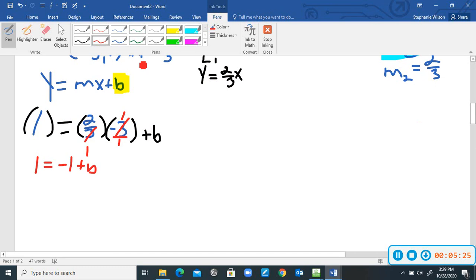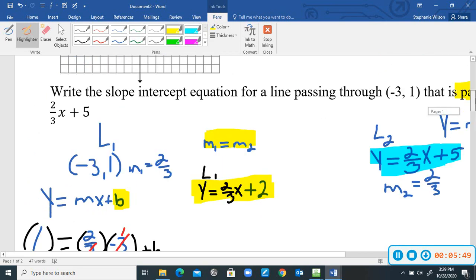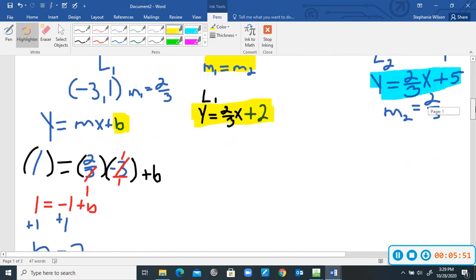In order to solve for b, I need to get b by itself, and this negative 1 needs to move. So I have to make it go to 0 by adding 1. So I add 1 to this other side. Now I know that b is 1 plus 1, which is 2, and it's positive. So here is my parallel line 1 to the parallel of line 2, and that would be my answer. And of course now I can graph both lines and see how they run beside each other.